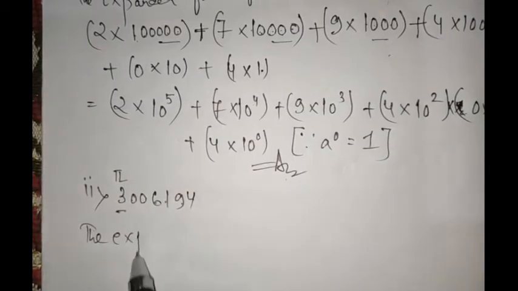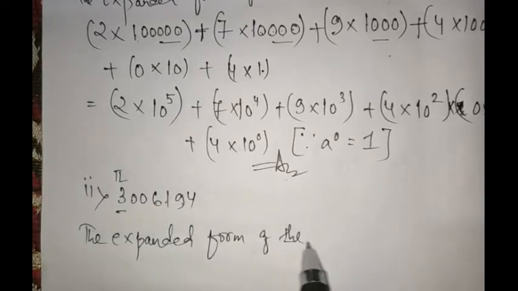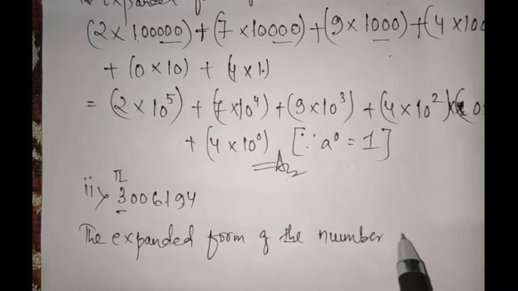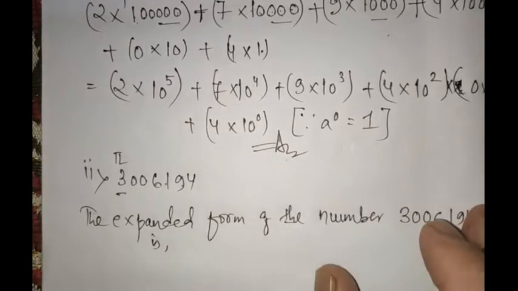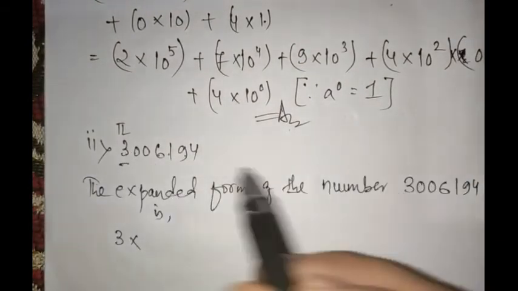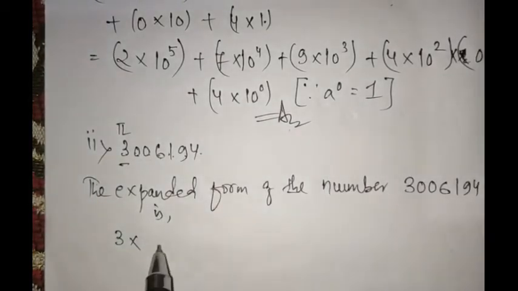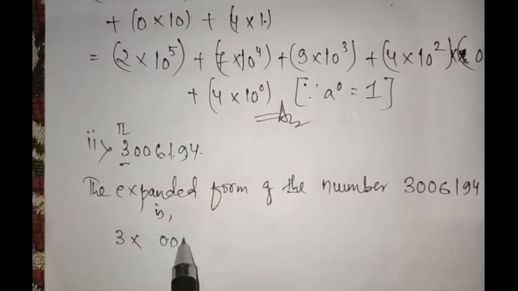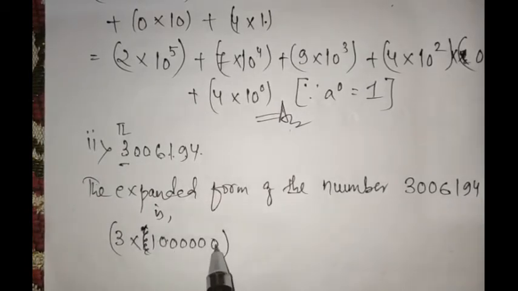The expanded form of the number 3006194 is, you can write 3 into, after 3 how many digits are there? 1 2 3 4 5 6, right? So you'll put that number of 0s, 1 2 3 4 5 6, and 1. This becomes your ten lakh. Just count it: ones, tens, hundreds, thousands, ten thousands, lakh, ten lakh.